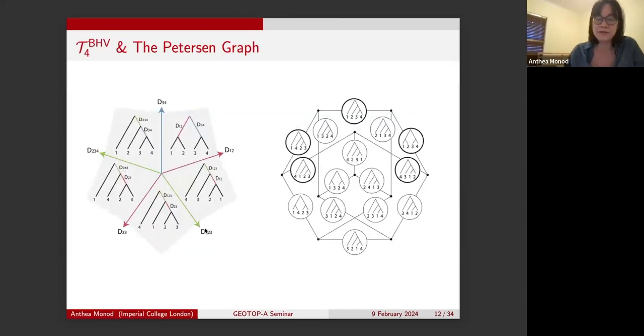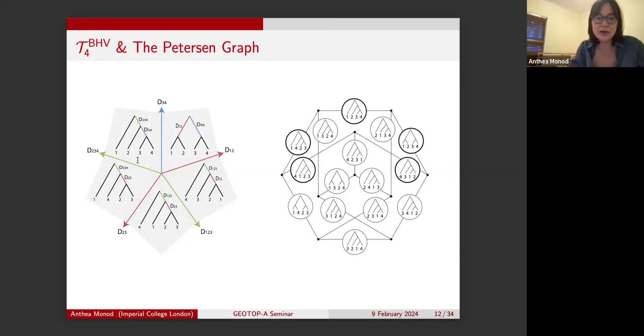So here's a visual example, right? In the case of 4 leaves, you can completely enumerate tree space and see what it looks like. Essentially it is completely characterized by the Petersen graph. In this case, the link of the origin for trees with 4 leaves is the Petersen graph. And this is what the full tree space looks like on the right. And here's an example on the left of some of the orthants of BHV space, and these correspond to the ones with the darkened circle on the right here.